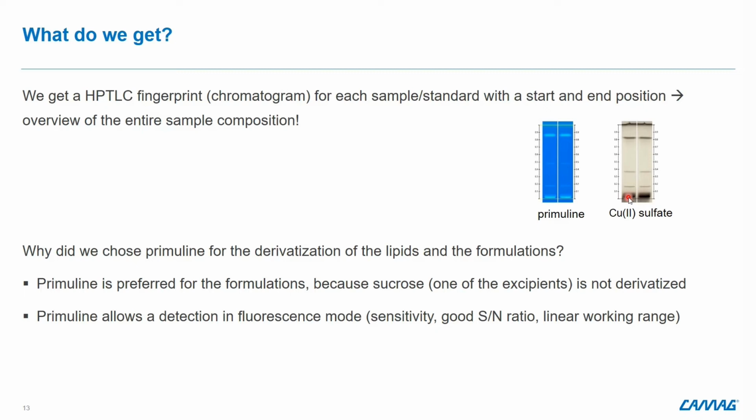Furthermore, Primuline allows detection in fluorescence mode. In comparison to absorption mode, fluorescence mode is more sensitive, has a better signal-to-noise ratio, and allows for evaluation in a wide linear working range. And Primuline allows for direct coupling with HPTLC-MS because this fluorophore does not interfere with the mass spectra of lipids and gives a separate signal.